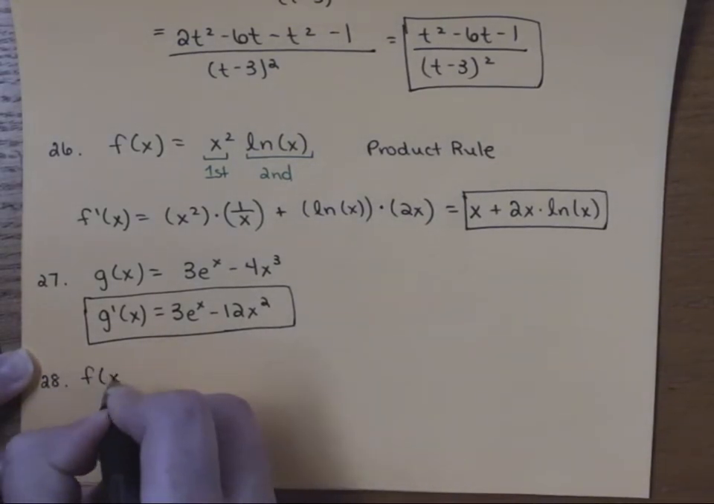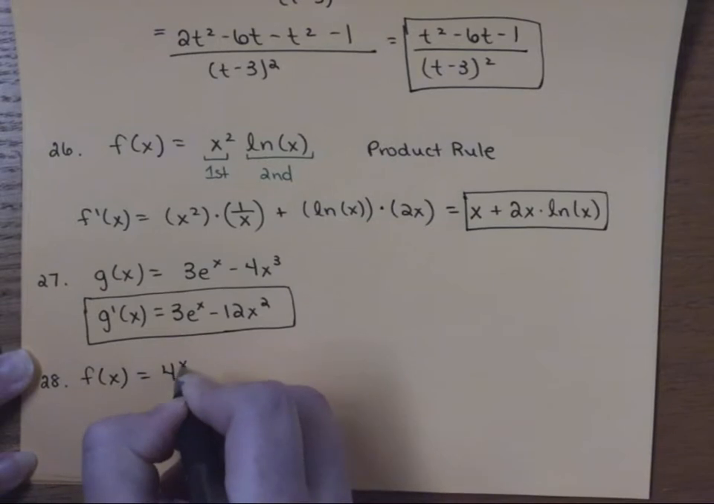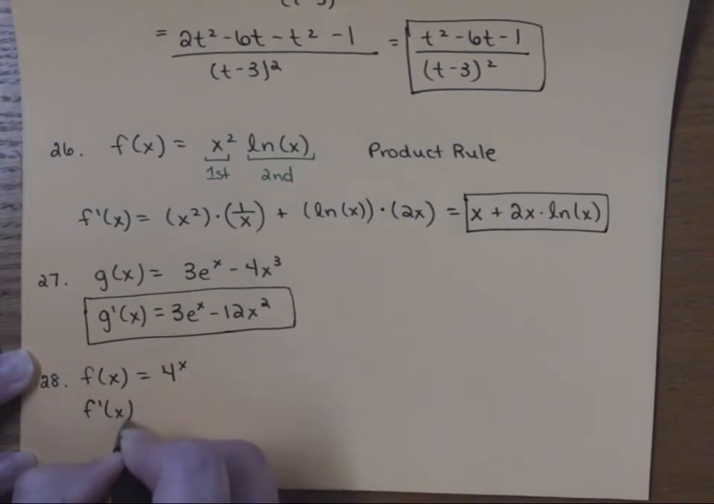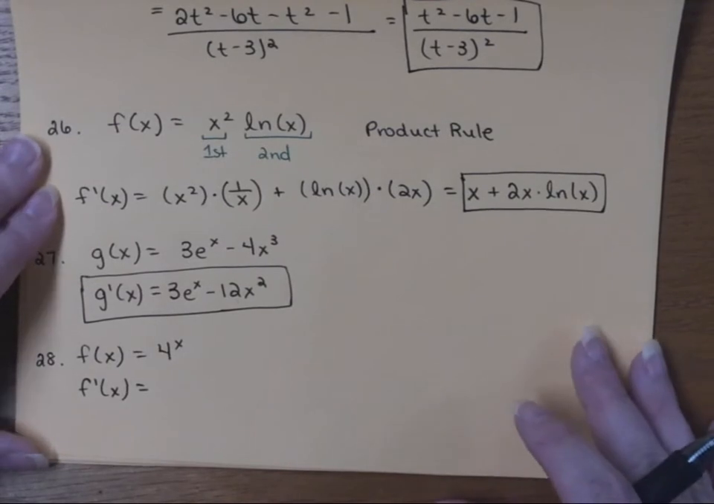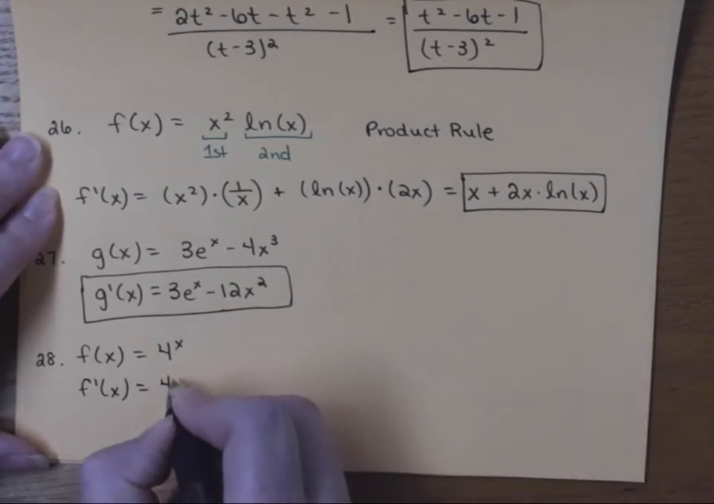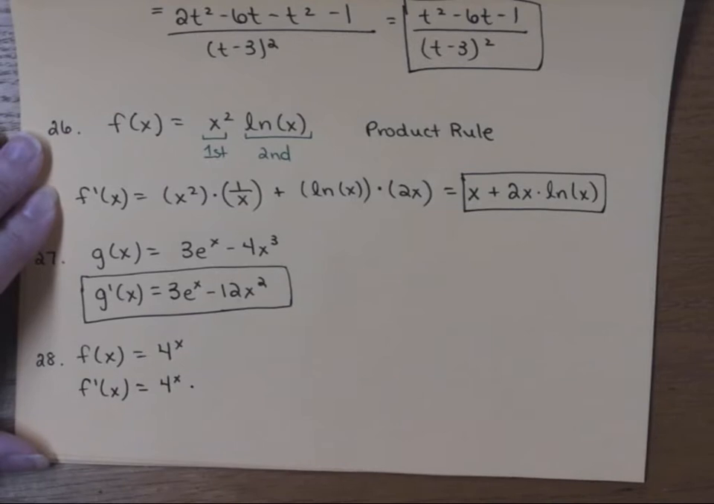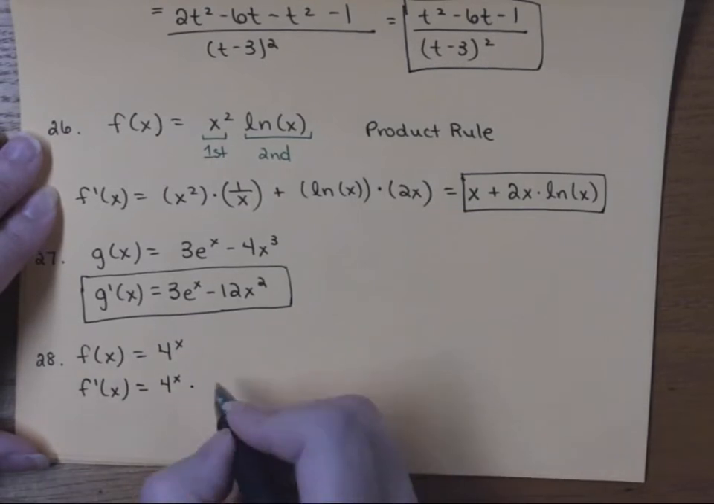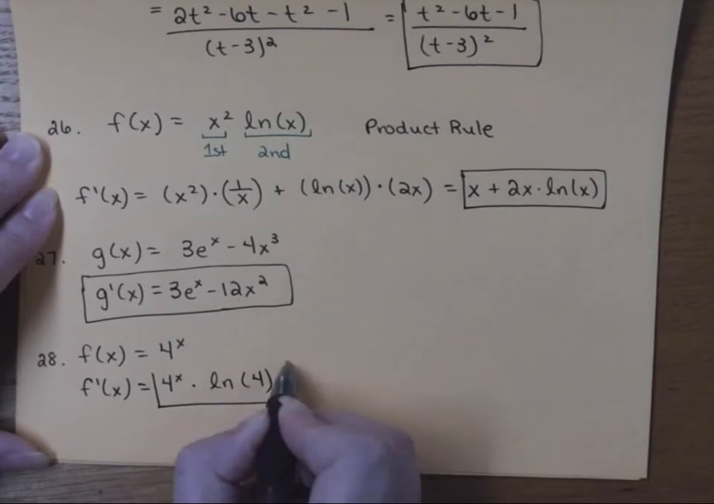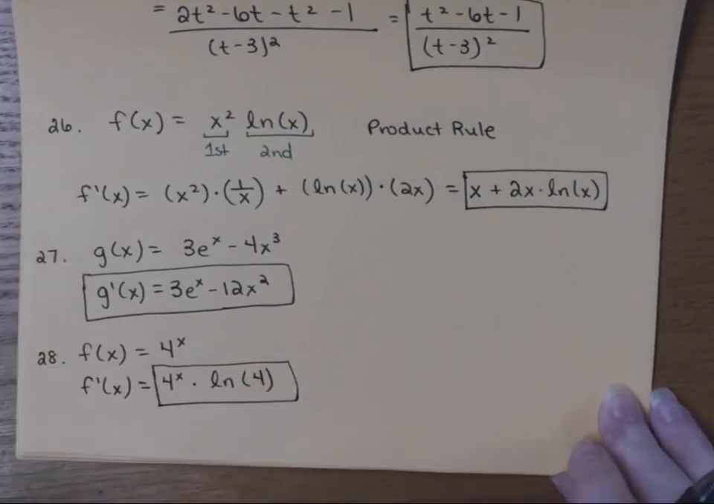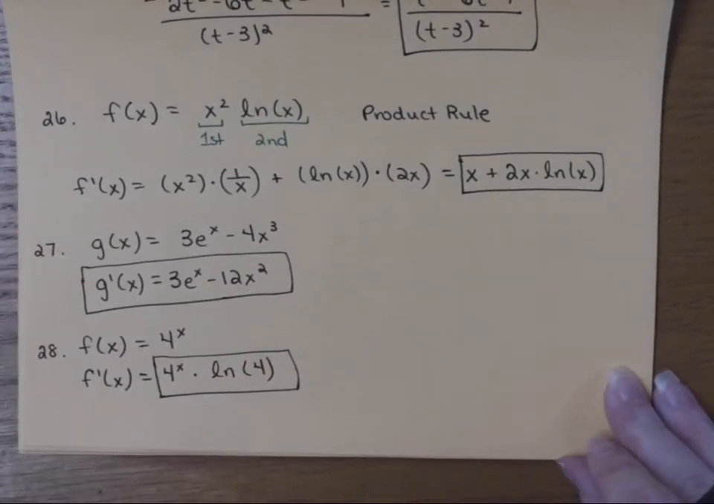All right, 28. So if I want to find the derivative of this, it's just straight up, do you know the formula or not? This is the general exponential rule. So the derivative of an exponential function is just itself, but then times the natural log of the base. And that's actually all you can do there. There's no simplification. That's it. That's your answer.